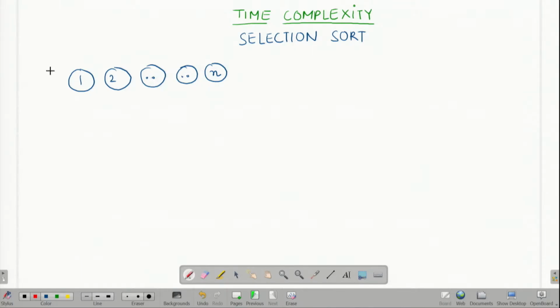The analysis module of selection sort. In this module, we are going to look at the time complexity and the space complexity of selection sort. Let's start with an array of n elements.